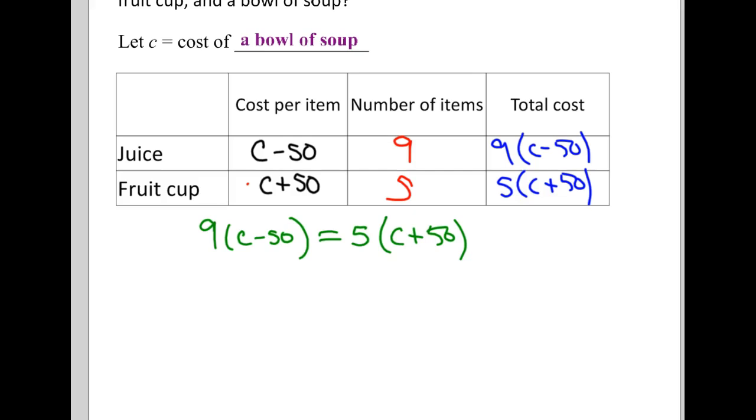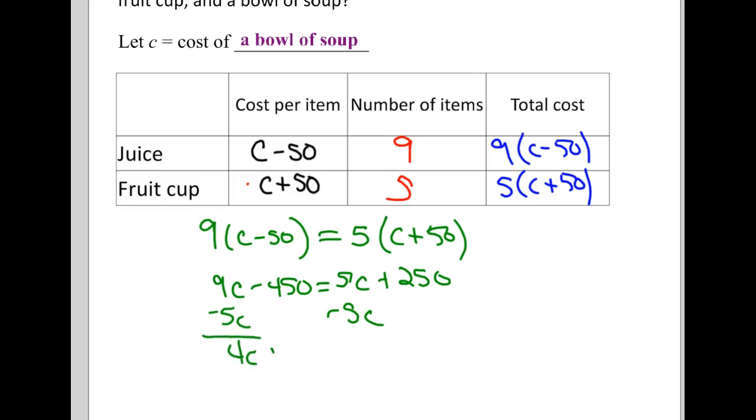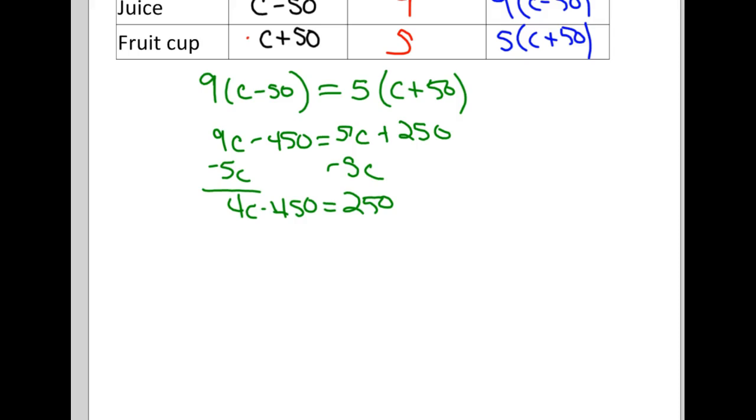Okay, what do you think we should do first? That's right, distributive property. So 9C minus 450, distributive property times 2, 5C plus 250. All right, I am going to subtract 5C from both sides, get my C's on one side. And now, who's our floater? That's right, we got to add 450 to both sides. So now I've got 4C equals 700.